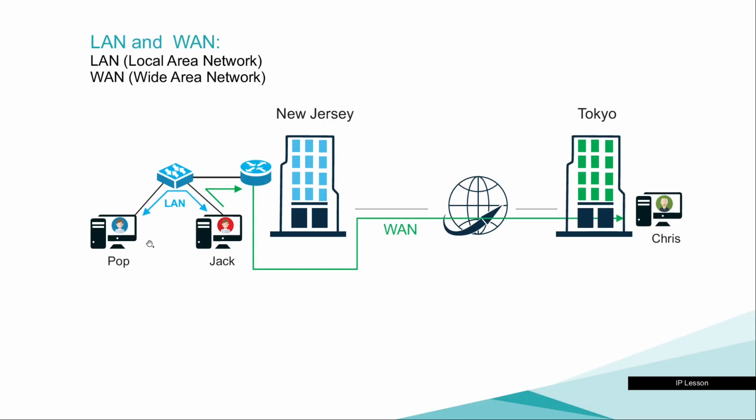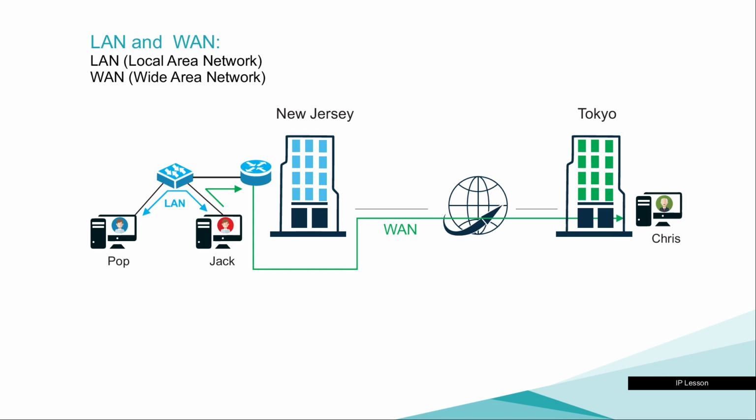In this lesson, we're going to go over the physical layer. Before we discuss the physical layer, let's go through the LAN and WAN. LAN stands for Local Area Network and WAN stands for Wide Area Network.